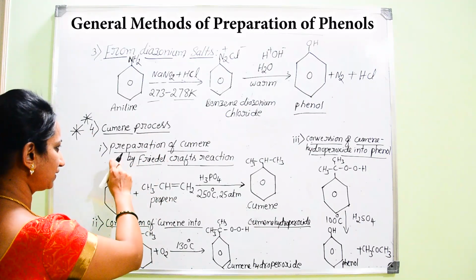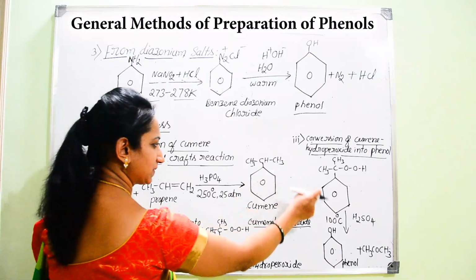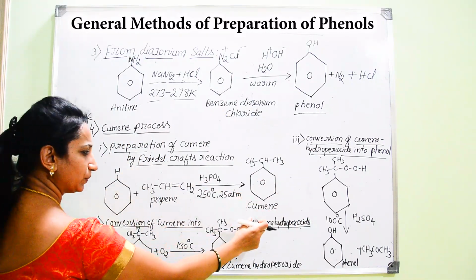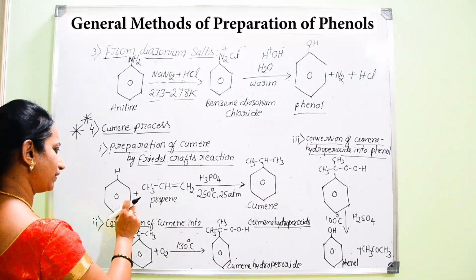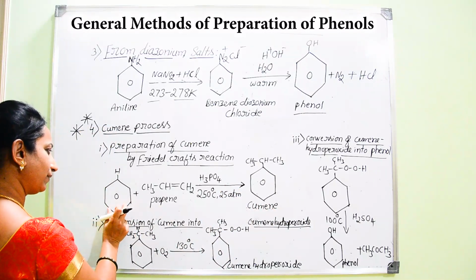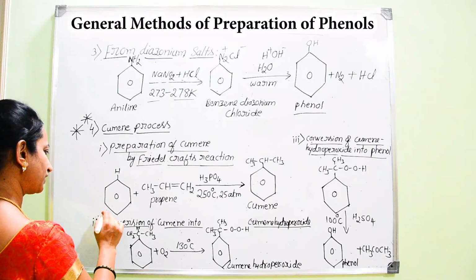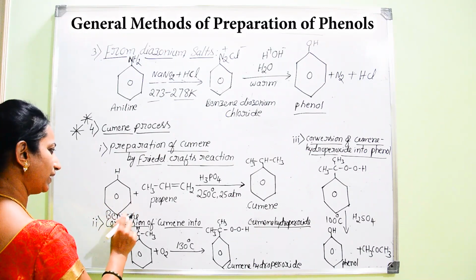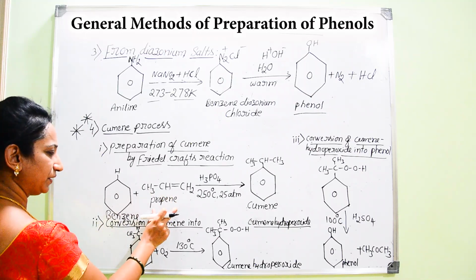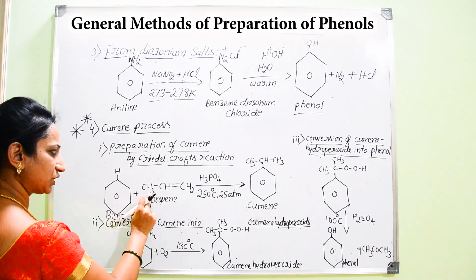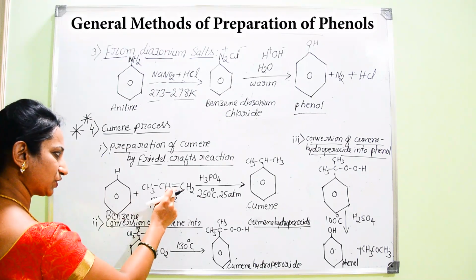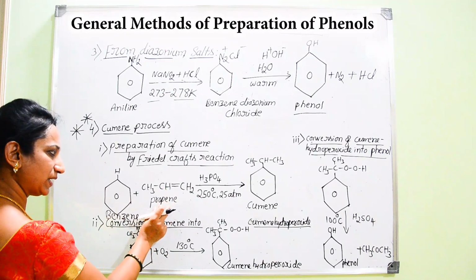So we can start with the very first step. There are totally 3 steps here. If you go for cumene, how are we going to prepare this cumene itself? In the very first step, we start with benzene. When benzene is treated with propene, CH3, CH, double bond CH2, with the double bond at the first position, hence it is propene.